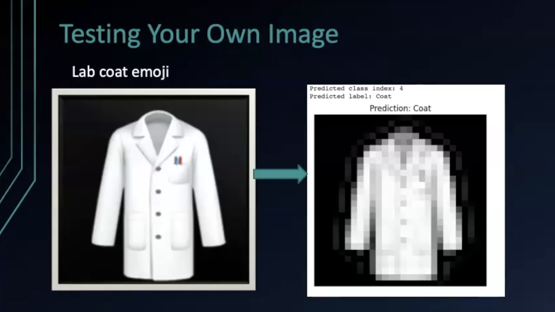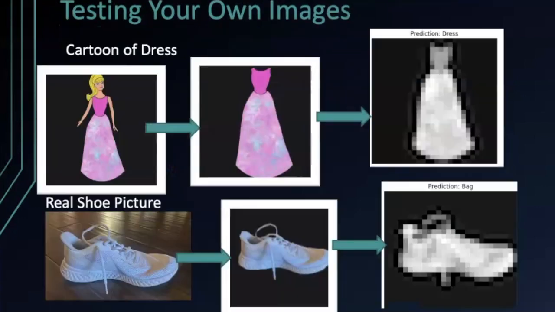I had quite a lot of fun testing this on my own images. I started with an emoji blown up really big of a lab coat, and it did correctly predict that that was a coat. Then I had this image of a Barbie doll, and I took out the Barbie part and left the dress, and it did correctly classify this as a dress. I took a picture of my shoe, and it incorrectly classified it as a bag. You could kind of imagine that would be the handle of a purse or something. So it's not perfect, but it's pretty cool.